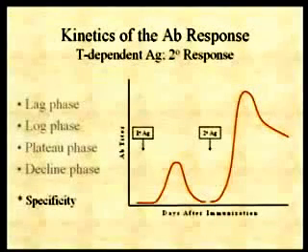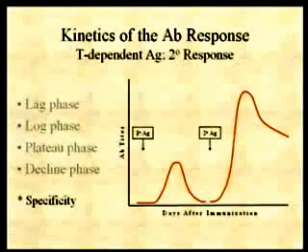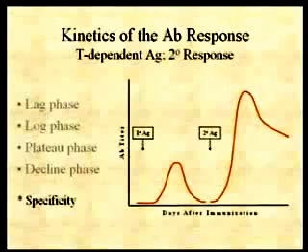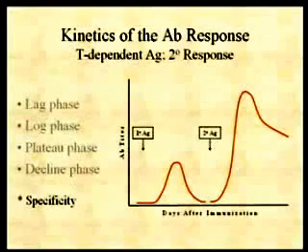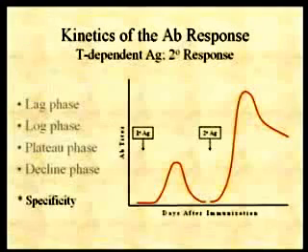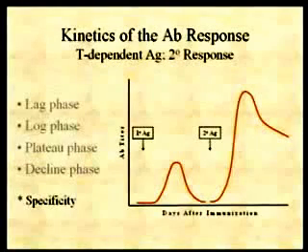Now, there's a high degree of specificity not only in the antibodies that are produced, but also in generating this secondary response. Only exposure to the same antigen a second time will give you this response. In most cases, even if you're exposed to another antigen that is very, very similar to the first antigen, you don't get this memory response. You get another primary response.